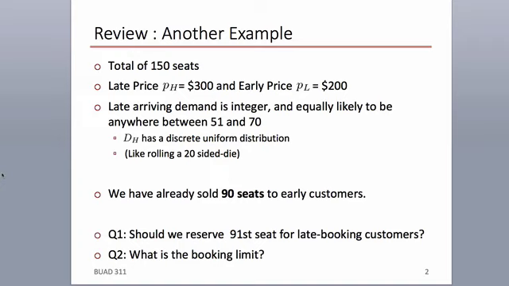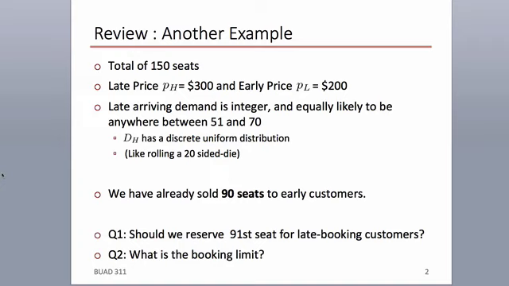Students sometimes get confused about this, but remember, if I want to know how many numbers are between 2 and 5 inclusive, I can count them on my fingers. It's 2, 3, 4, 5. That's 4 numbers. And the way that I do that is I do 5 minus 2 plus 1. So how many numbers are between 51 and 70? It's 70 minus 51 plus 1. There's 20 numbers.